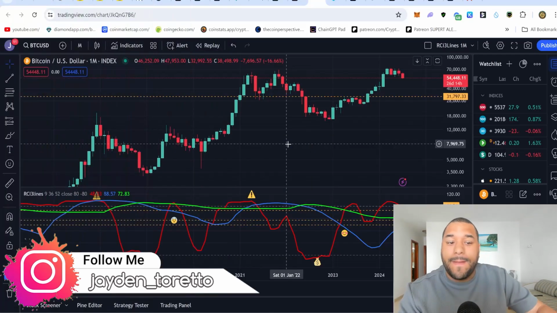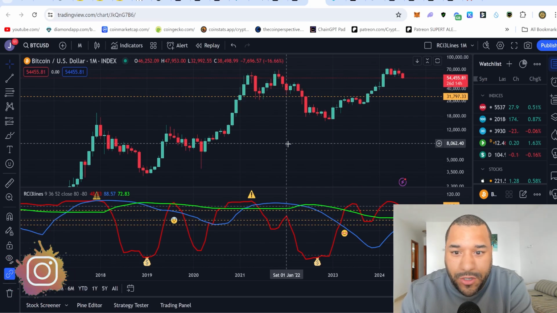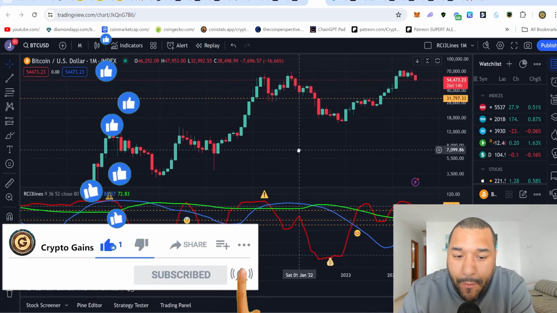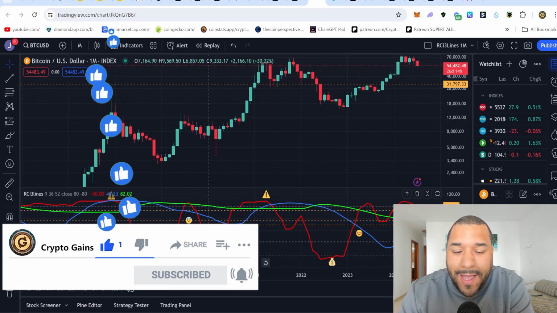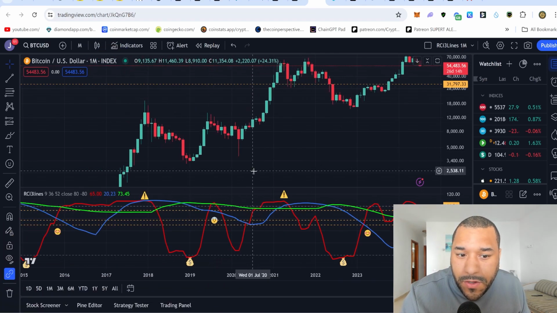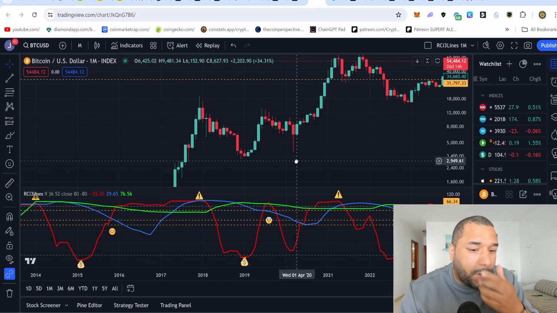Let me show you what I see. This is the, and by the way, this is not financial advice. This is the RCI 3 lines. It's been powerful. And once you understand how to read this indicator, it can open a world of doors for you. And it's very simple. What do we look for?